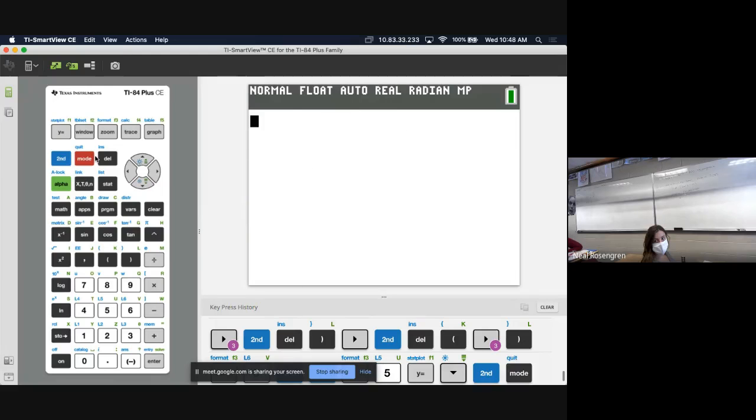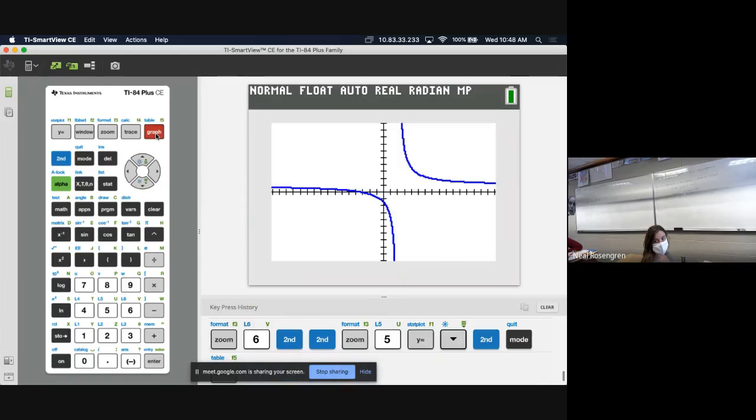I got to draw it out by hand. Yeah, I got to draw it out by hand. So what I'm going to do, folks at home, is I'm going to draw a vertical line at x equals 2.